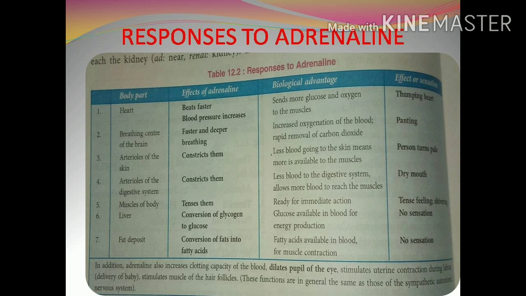And you can see another good example in the liver. What changes take place in the liver? In the liver, the conversion of glycogen to glucose takes place. So, glucose is available in the body for energy production. In addition, adrenaline also increases the clotting capacity of the blood, dilates the pupil of the eye, and stimulates uterine contraction during the birth of the baby. So all these changes also take place because of the secretion of the adrenaline hormone.